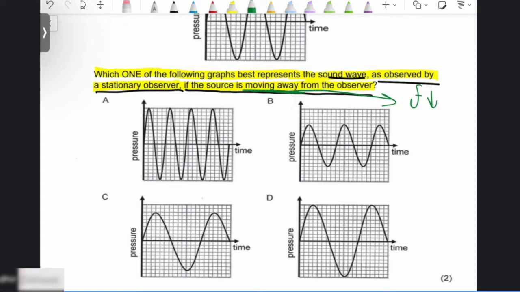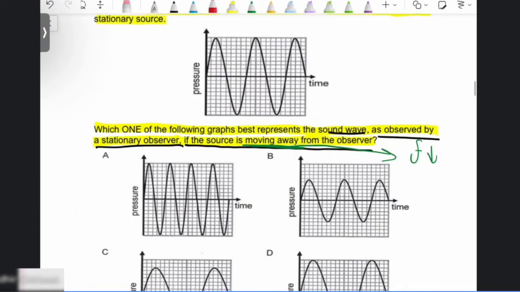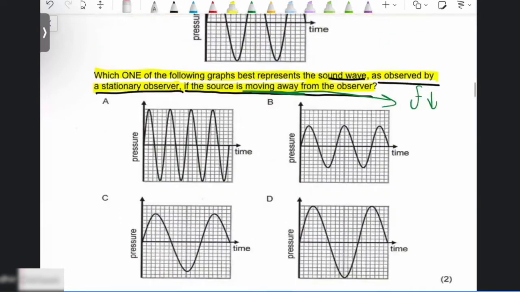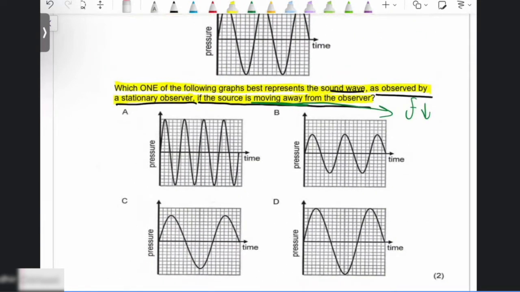So that means how often it happens should be less. It should happen less often. So basically what we're saying is that it should take longer to complete one cycle, right? That's what it should look like, something like that. So here, which one best represents that? So it could be C or it could be D, right?